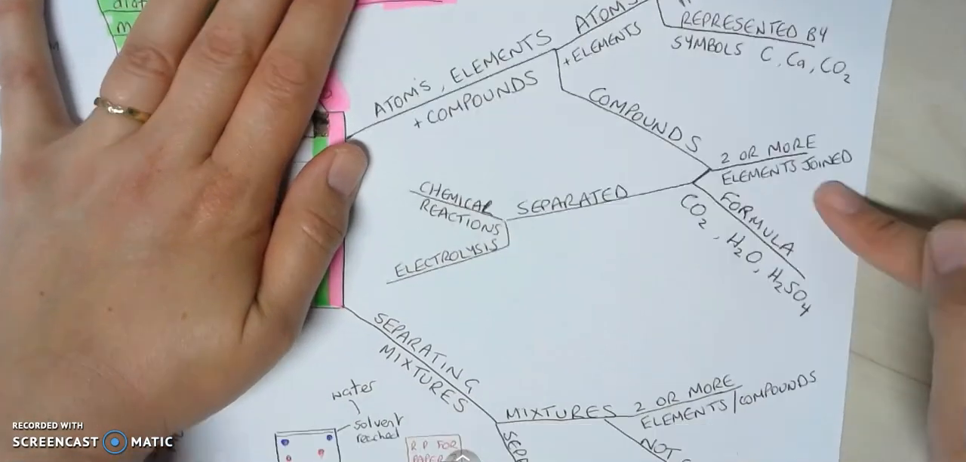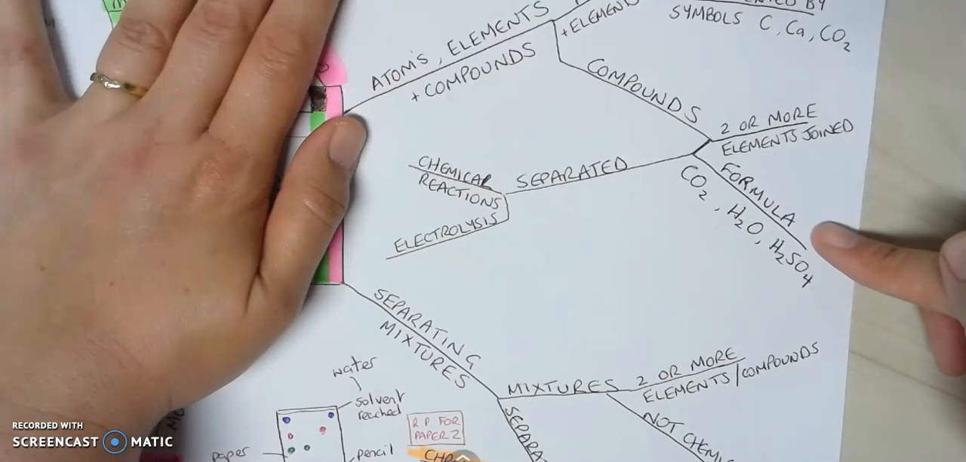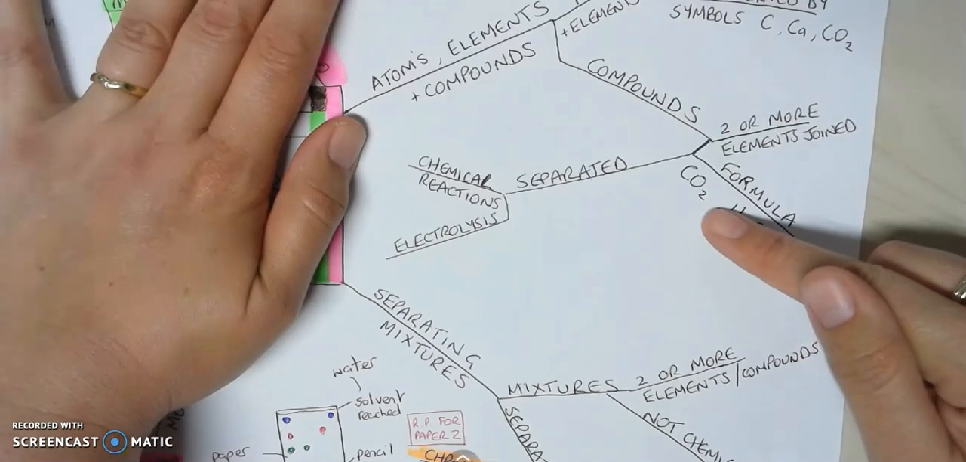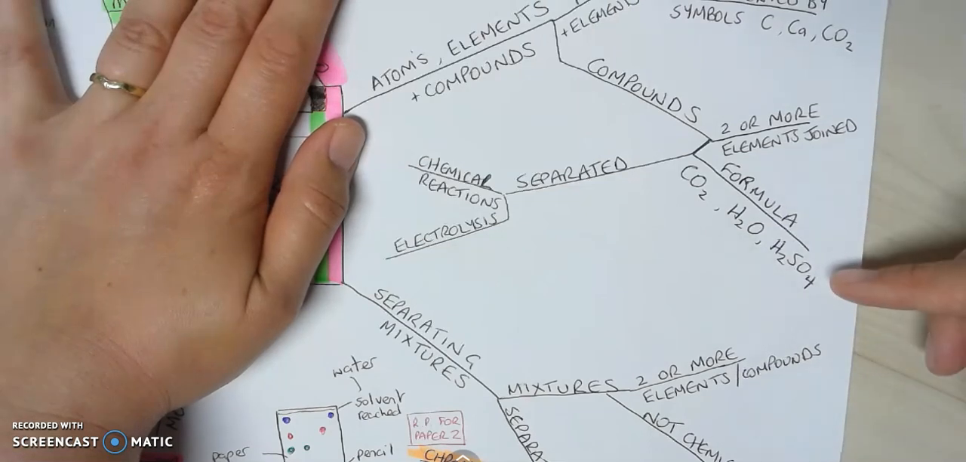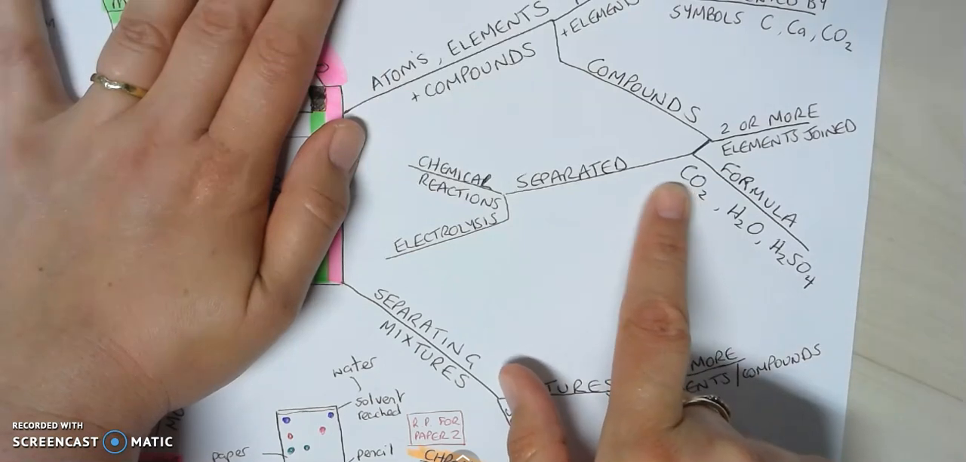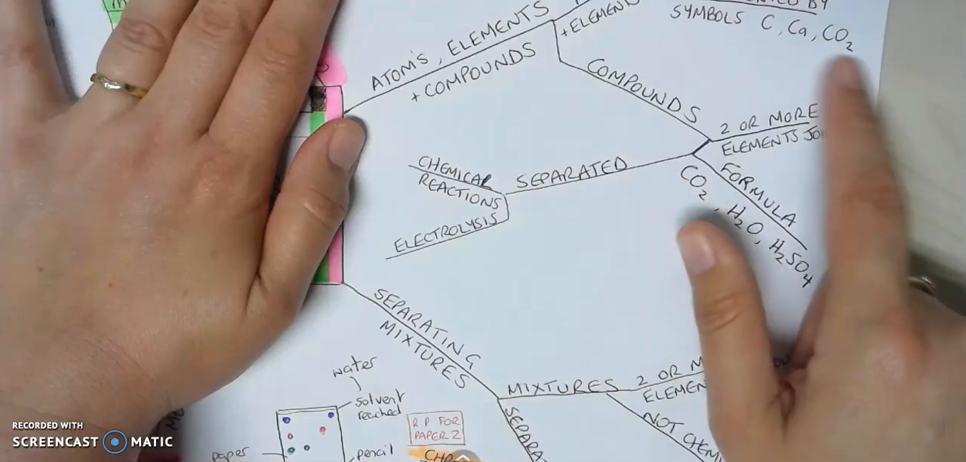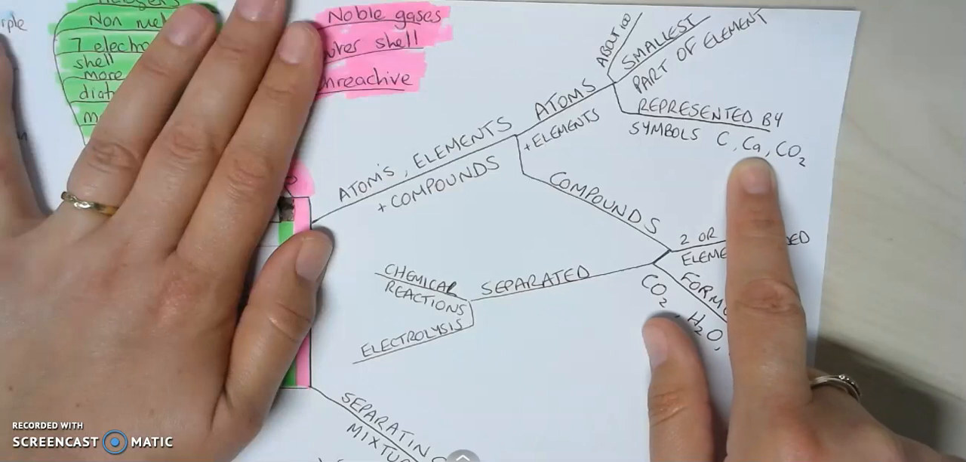Compounds, 2 or more elements joined together, and we have a formula. So you've got CO2, which is carbon dioxide, H2O is water, H2SO4 is sulfuric acid. HCl is hydrochloric acid, and worth knowing those. Please be careful to make sure you very clearly write whether it's a capital letter or a capital letter and a lowercase letter, like up here on calcium, because that is one chemical.